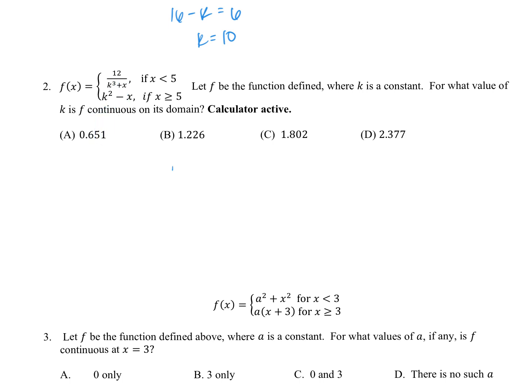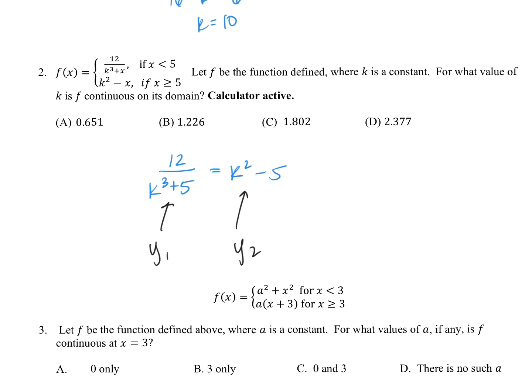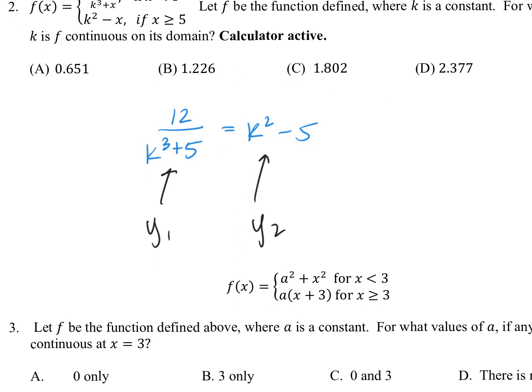So I'm going to say 12 over k cubed plus 5 has got to equal k squared minus 5. Maybe you write yourself a little note. I'm going to type this in as y1 and this as y2 and find their intersection. What are we going to use for k? Just use an x. 12 over x cubed plus 5. K is just a variable. Then I'm going to have y2 as x squared minus 5, and I'm going to graph them.